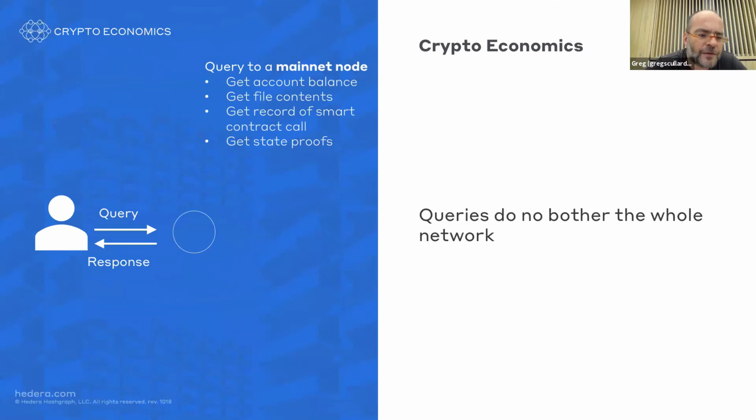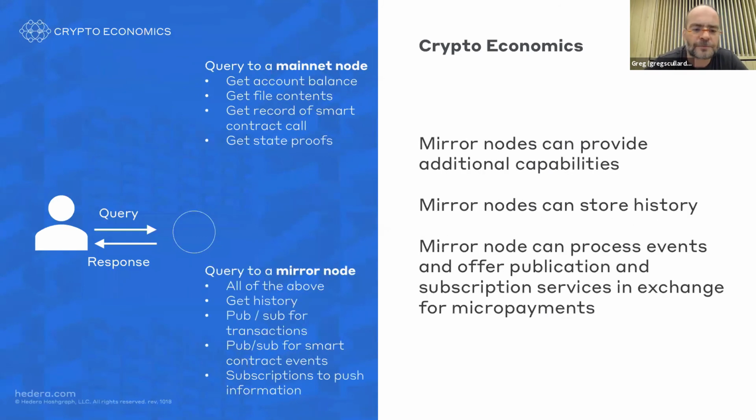We talked about queries earlier. So let's have a look at how cryptoeconomics affects queries that don't bother the entire network. There's only a node you're having a conversation with. You're asking it to do a favor and give you some information, like a balance or what's the contents of a file. Does the file even exist? Did I delete the file? This is the sort of information that a node can give you without going to the network.